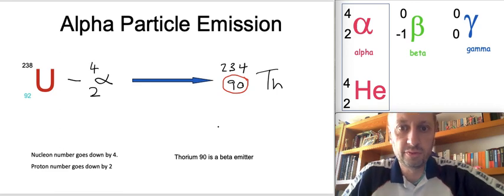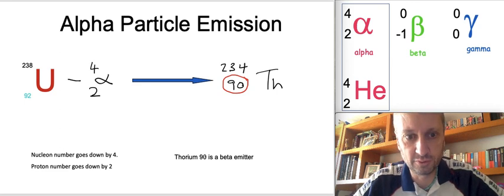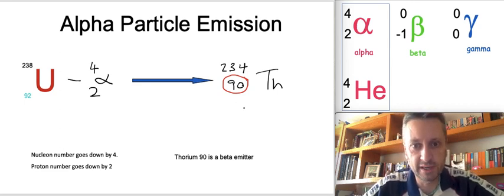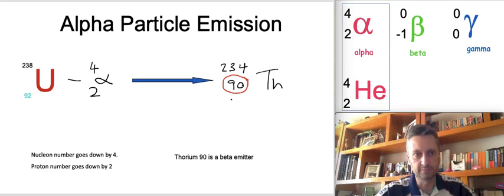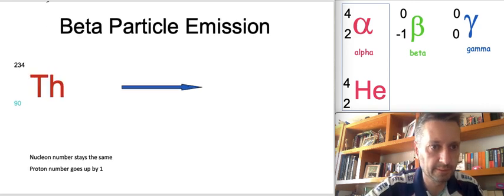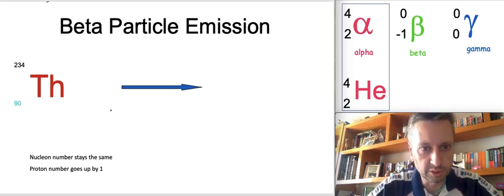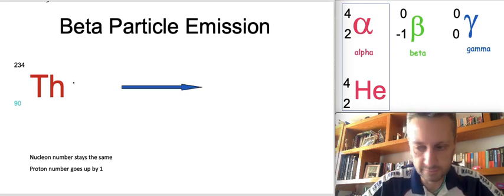Okay. Thorium itself, I've written thorium-90 here, I should have written thorium-234. Thorium is a beta particle emitter. So now we can move on to our next equation. Here's thorium-234. It's a beta particle emitter.